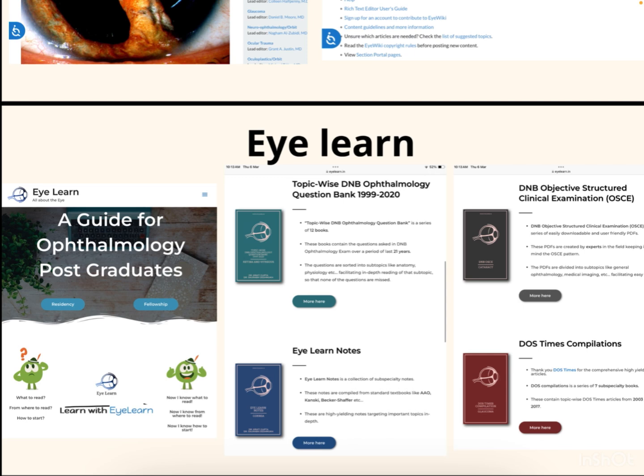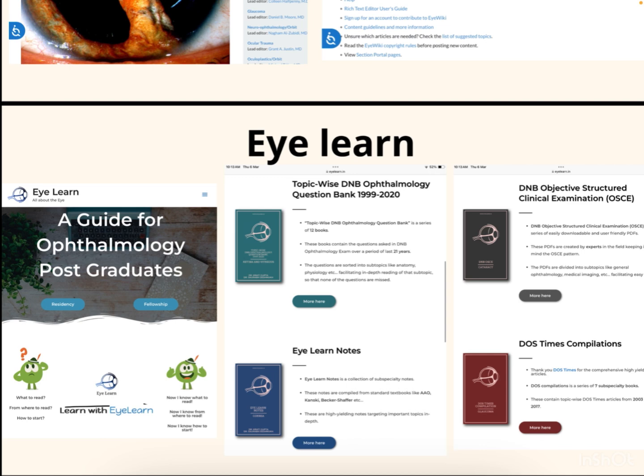And then there are DOS Times compilations. So DOS articles are basically from the Delhi Ophthalmic Society. Delhi Ophthalmic Society writes articles on the most common or the most upcoming topics in ophthalmology, and these are where you'll be getting your theory questions in DNB. So it is a very good resource if you're looking for answers to the past 10 years' questions. DOS articles are going to be a great resource when you're looking for answers to these past 10-year questions. So I would advise that you download that as well.